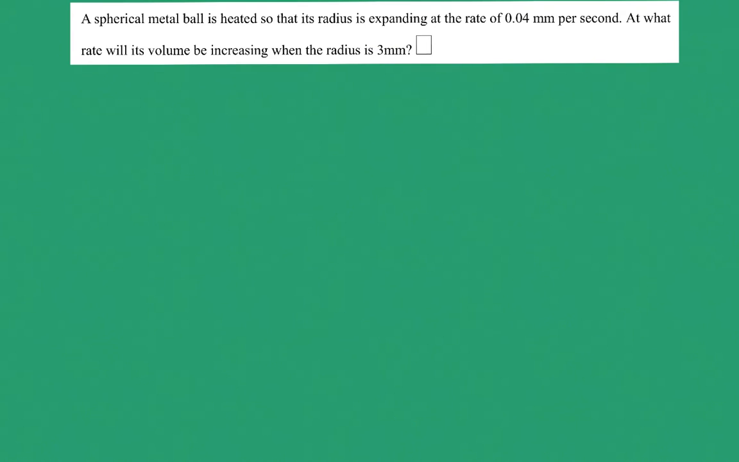This one's slightly different because different variables are used. We've got a metal ball heated so that its radius is expanding. At what rate will its volume be increasing? So we need the volume equation, V equals 4/3 pi r cubed. Let's differentiate that. dV/dr equals 3 times 4/3 pi r squared, which is 4 pi r squared.